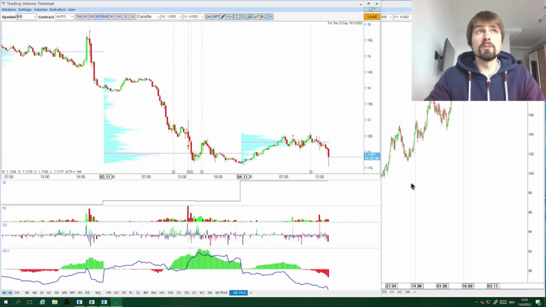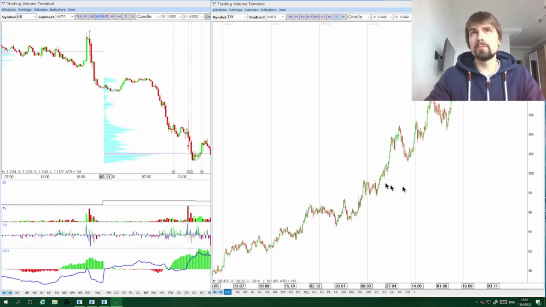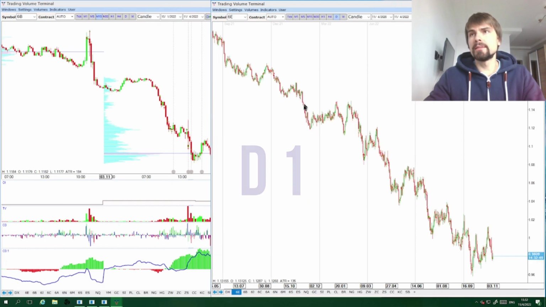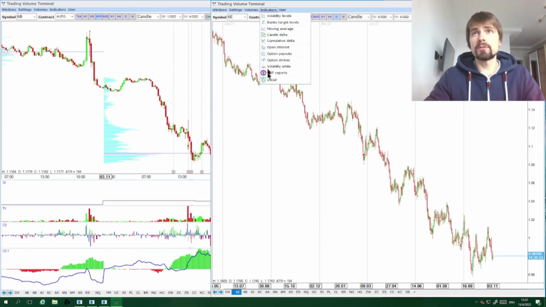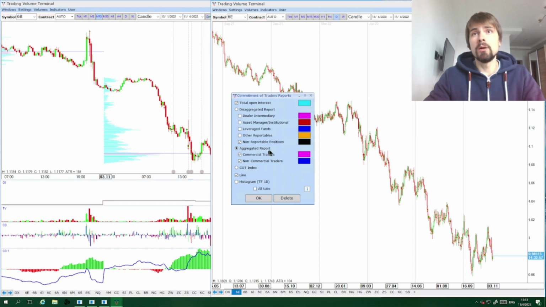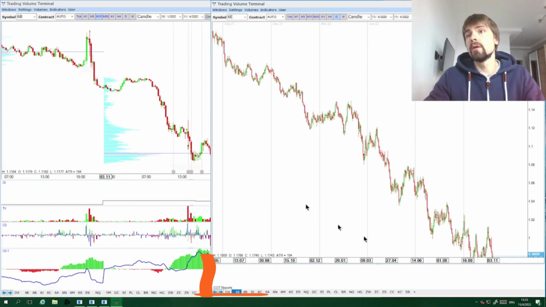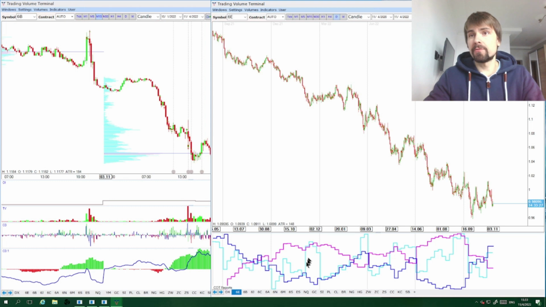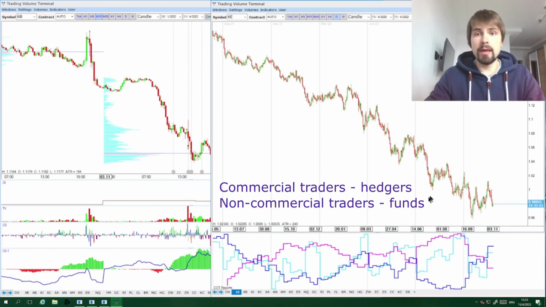And now let's move on to the daily chart. What is most important? Let's put euro, and the most important indicator for us on the daily chart, COT reports. We choose aggregated report, commercial and non-commercial traders, line visualization, and also click all tabs and press OK. So we have information about total open interest and also the dynamic of positions of the main participants on this market, hedgers or commercial traders and non-commercial traders or investment funds and hedge funds.